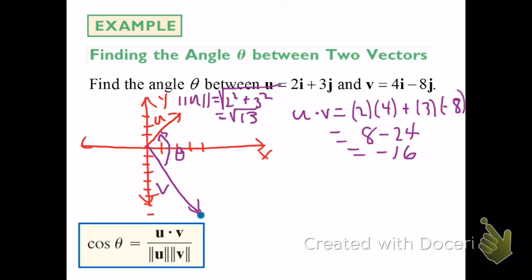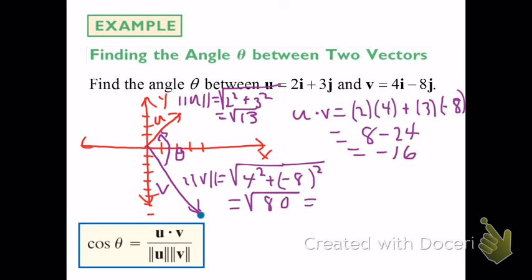And then the magnitude of v, let's do that down here. The magnitude of v, like this guy, is going to be the square root of our 4 squared horizontal component, and our vertical component is negative 8, negative 8 squared. Add those together, take the square root of the result. And so what do we end up with here? So we have 16 plus 64, which is the square root of 80, which is going to be 4 root 5.